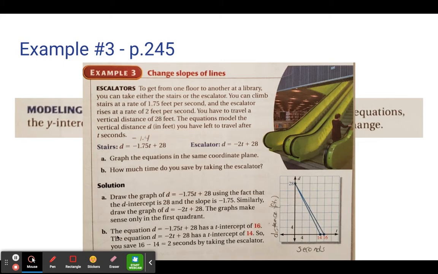So the t-intercept represents how much time it's taken to get to that 0 distance, to get to the destination that you want. So obviously, based on the fact that they're saying that you're going faster on the escalator, you're going to get there faster. So the escalator is going to take 14 seconds to go 28 feet, and the stairs are going to take 16 seconds to go 28 feet.